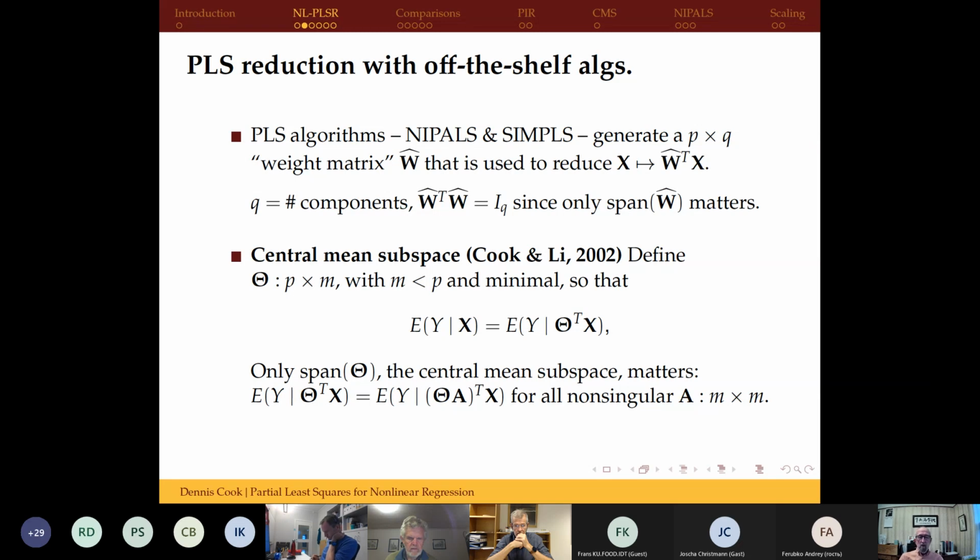That subspace is called the central mean subspace, and the last line on the slide gives you a hint why only the span matters. That's because the expectation of y given theta transpose x is the same as the expectation of y given theta times A, quantity transpose x, for all non-singular matrices A. So it's really only the column space of theta that matters. Changing theta by multiplying by A doesn't change the column space, and hence it's only the span that matters. Now we want to marry those two ideas together. And that's where the key observation comes in.